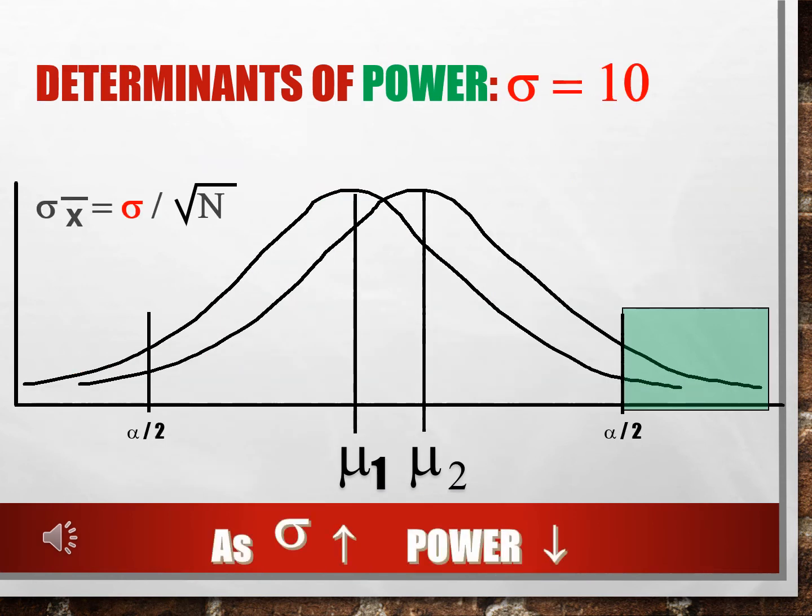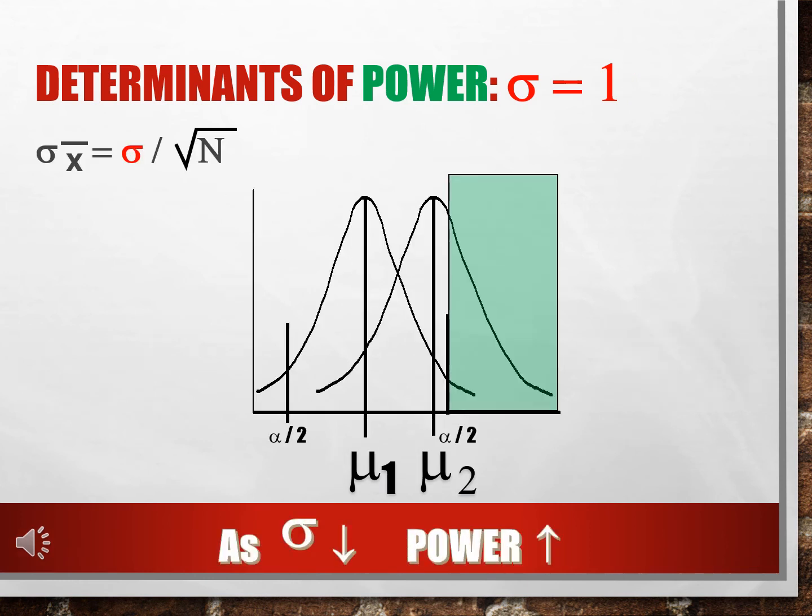Sigma is a determinant of power. Large sigma values mean large variations in the scores. If the scores are spread out a lot, then the means are spread out a lot. And if the means are spread out a lot, then even if the mean differences are fairly large, the distributions will overlap quite a bit. So when sigma is large, the variability of the raw scores, we decrease power.